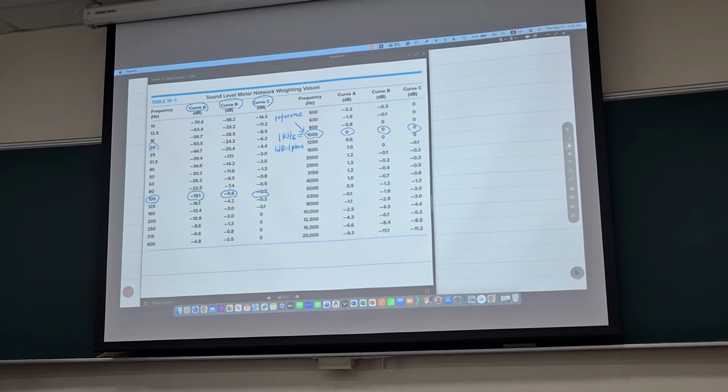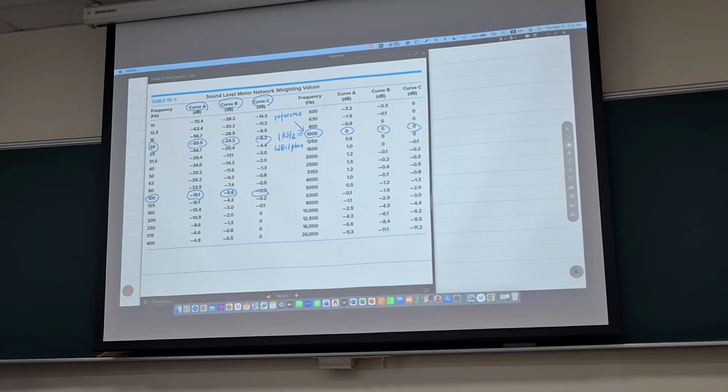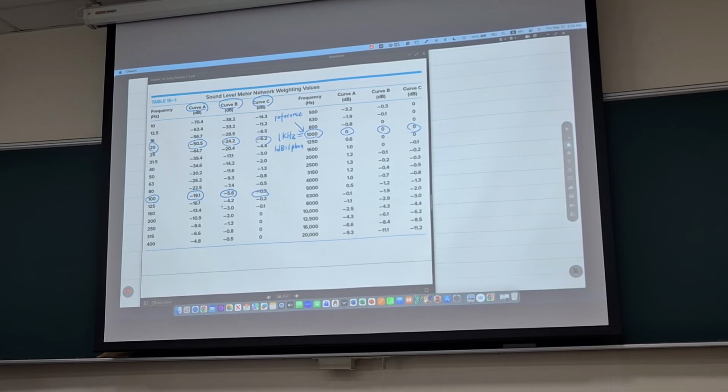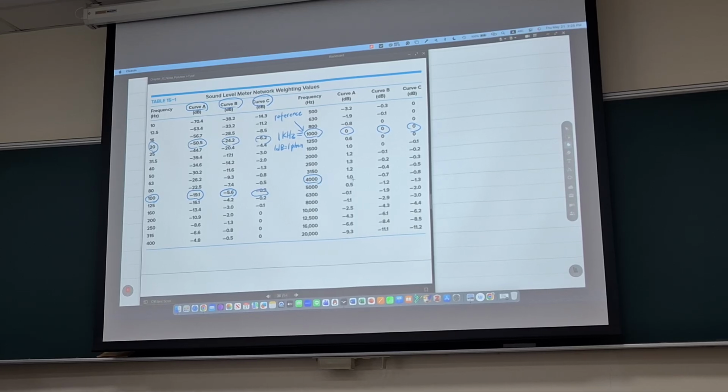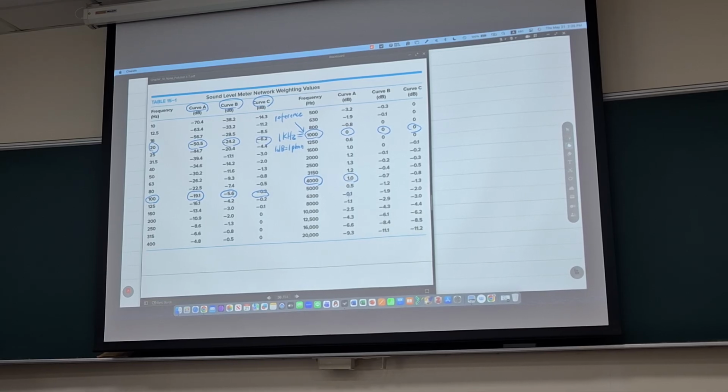Let's see at 20, it reduces a lot, right? This is low frequency, A reduces a lot. Let's move up to high frequency. A doesn't reduce any, even increases. And C reduces more, right?